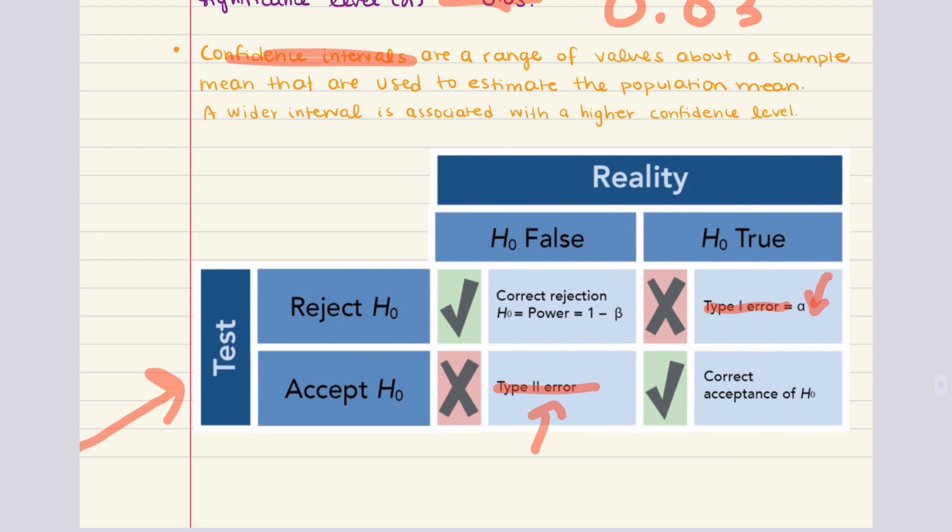Now, to take all of this and summarize it, let's use this table right here. When you're conducting a hypothesis test, we either reject the null hypothesis or we fail to reject the null hypothesis. If we reject the null hypothesis when it's actually false, we make a correct rejection. If we fail to reject the null hypothesis when it is true, we make a correct acceptance.